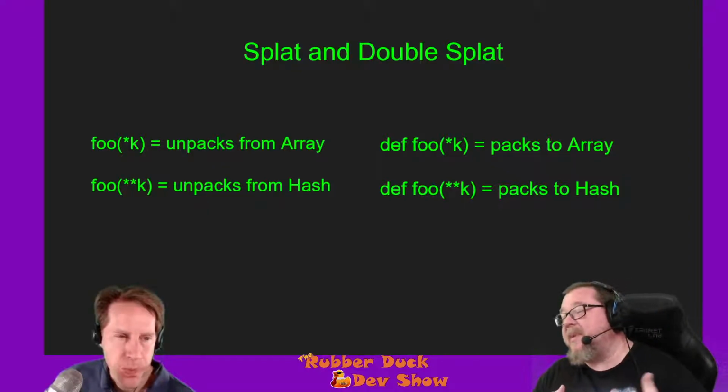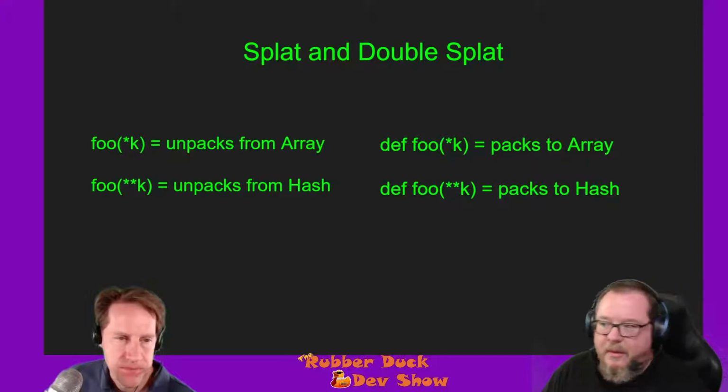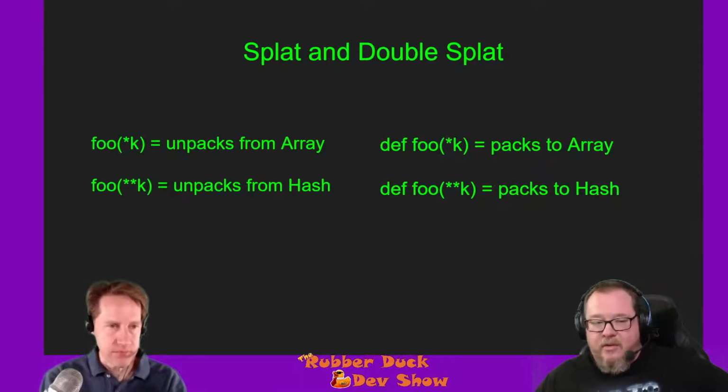So the big part of this is the splat and double splat. And before we get into talking about how you implement those, let's talk about what they are. This is not new. This stuff is not new to Ruby 3, right? But it's being enforced in Ruby 3 now in certain situations.